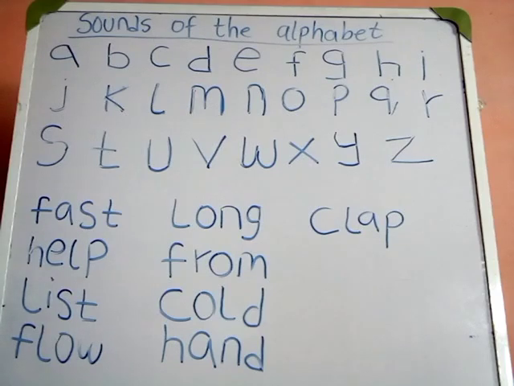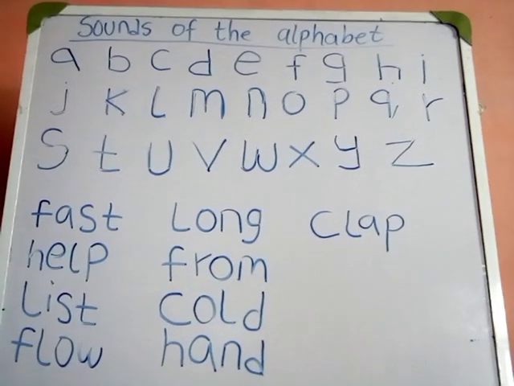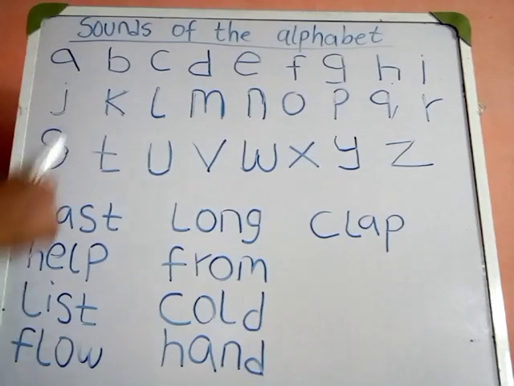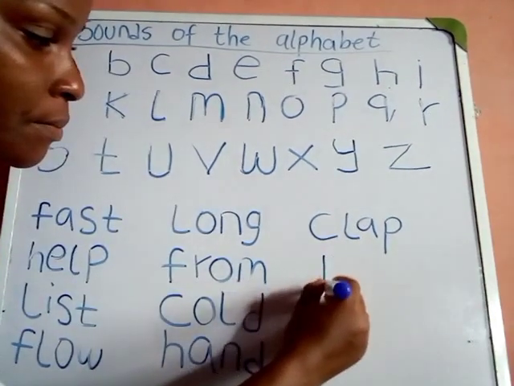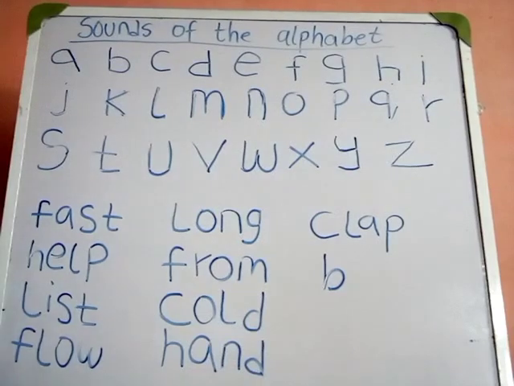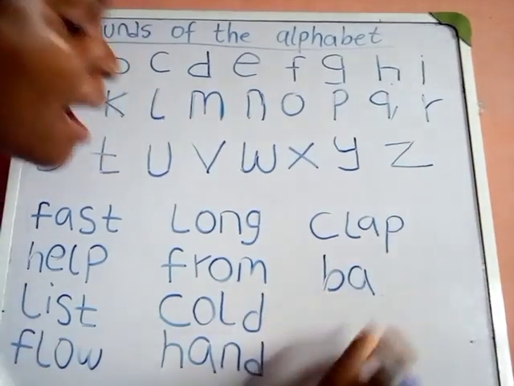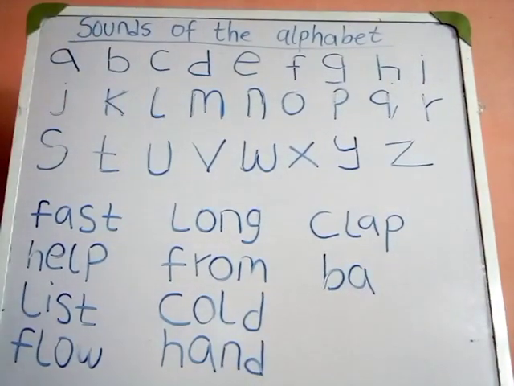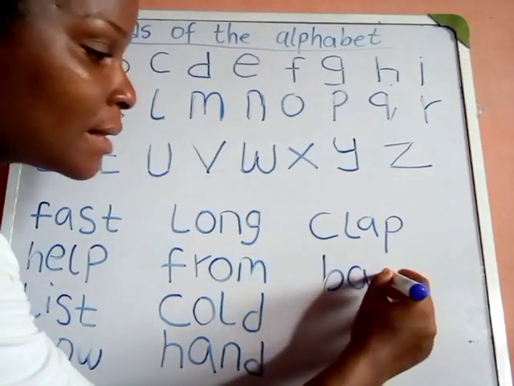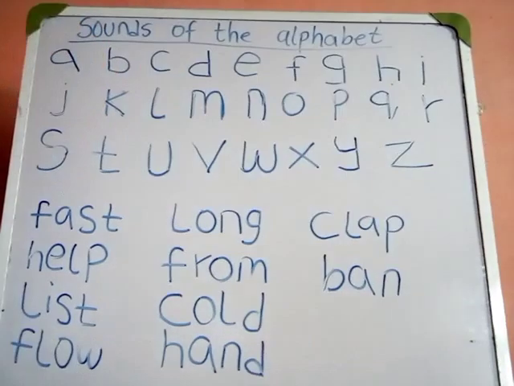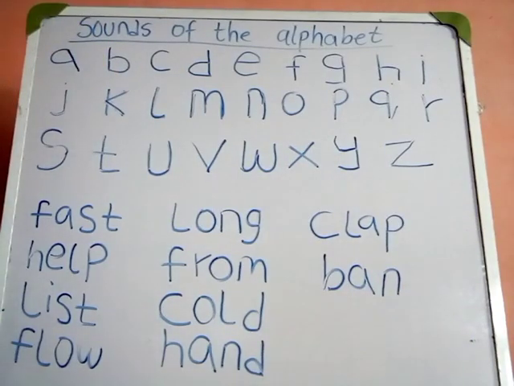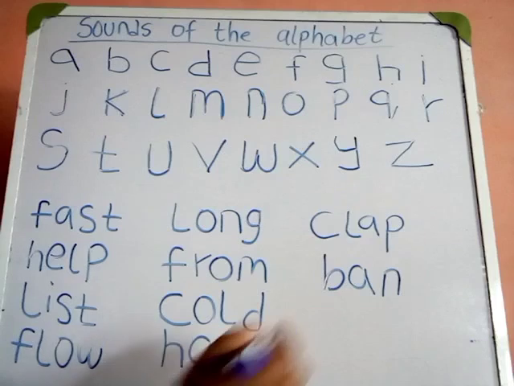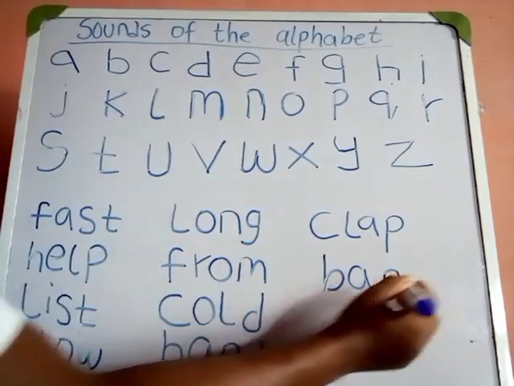Okay, our next word for today is bank. So our first sound is b, bank. The next sound is bank. Then the last sound is k, bank, which is this sound.